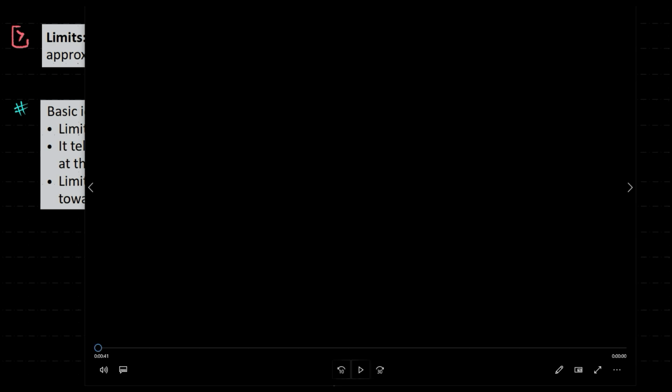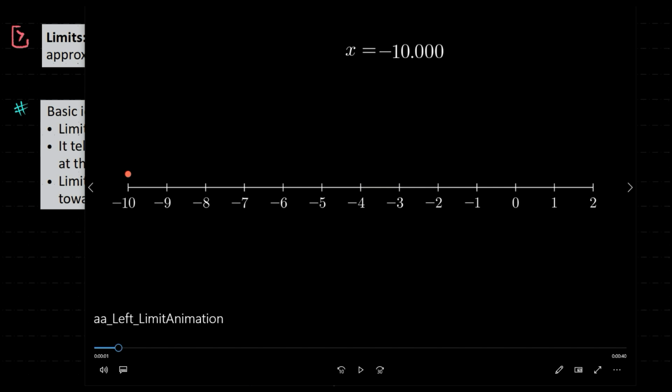Something like this. Say I have a variable, a red dot. The behavior of the function is not specified over here, but this red dot as a variable wants to reach 1. This is what limit will do. So say it's starting off with -10. We are substituting a lot of values. So x is getting closer and closer to 1.